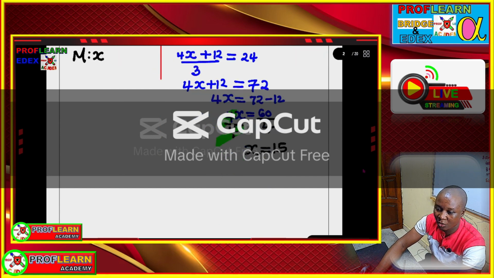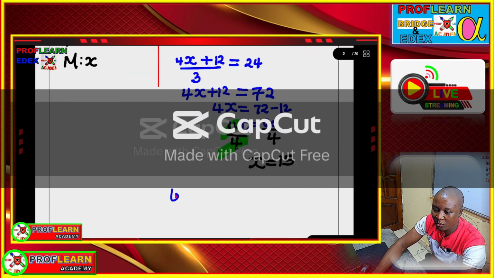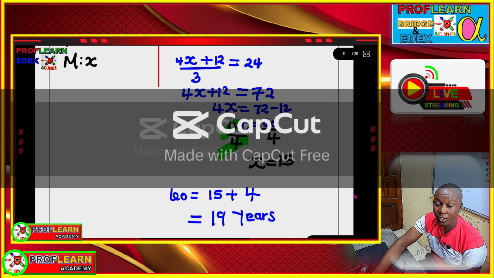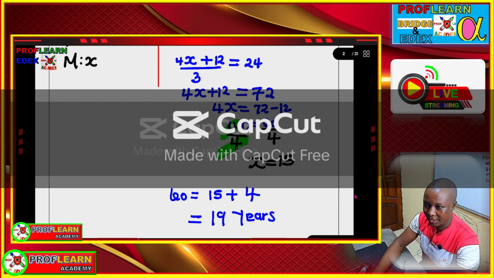x in this case is going to be 15, but we need to remember that we are told to work out the age of Leo. That's going to be 15 plus 4, because it was x plus 4, and that is going to translate to what? 19 years. So Leo is 19 years old.